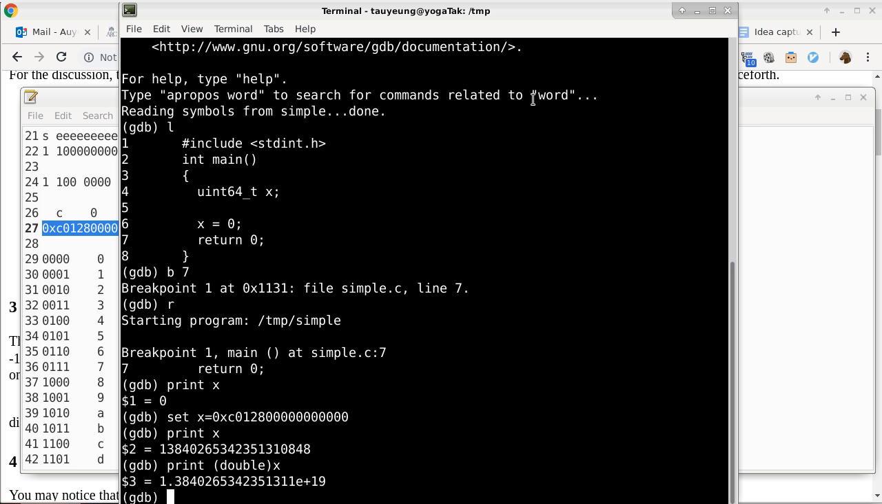Because x itself is an unsigned 64-bit integer, right? And what double is telling the compiler or the environment to do is to say, well, the value is 13840 blah blah blah, but print it out as a double. That's what it did, because it prints it out in scientific notation, 1.38 blah blah blah times 10 to the power of 19. That still doesn't work. So no, that is not going to work. So this trick will work.